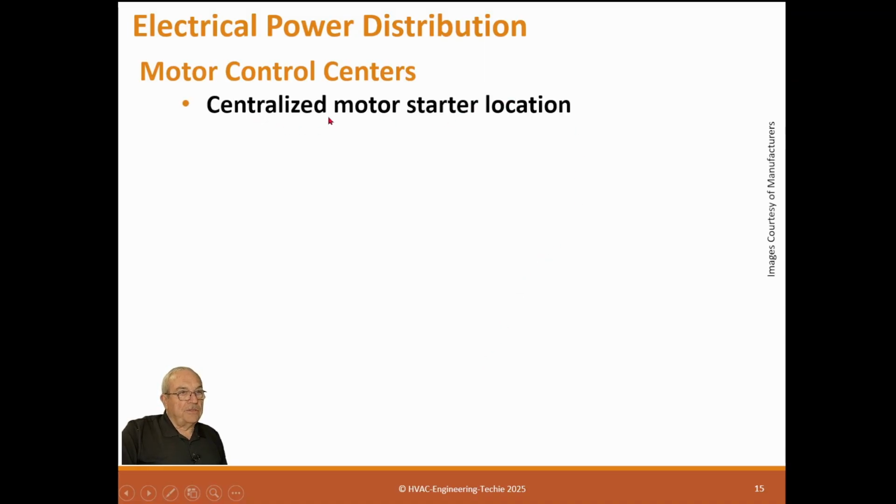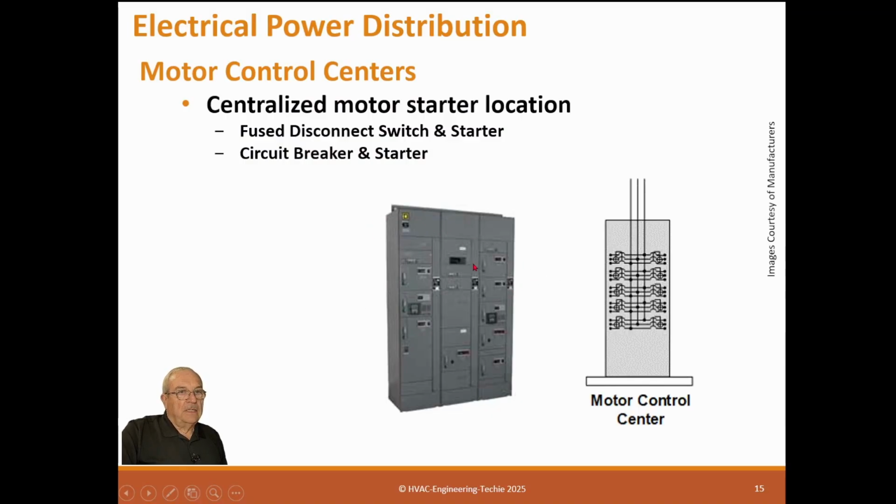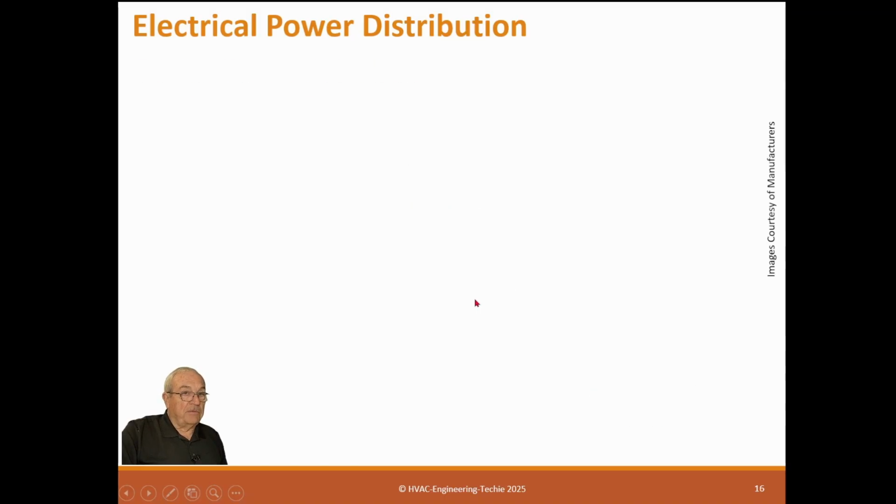Motor control centers, centralized motor starter locations: fuse disconnect switches and starter, circuit breaker and starter. These have many different big switches, big starters, and small starter cans. These are all small starter cans, and of course they can go on to have many, many starters. That basically just allows for the motor starters to be in one place. It's really better than having little motor starters everywhere in the building. Much better to have a motor control center, like a central plant or something.